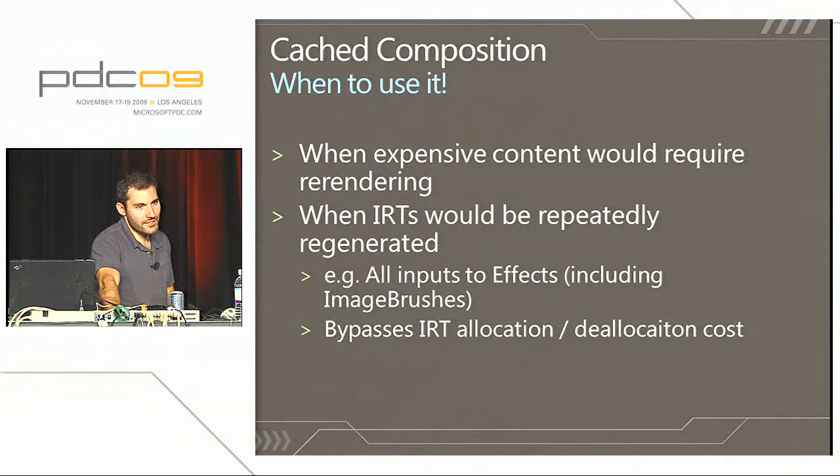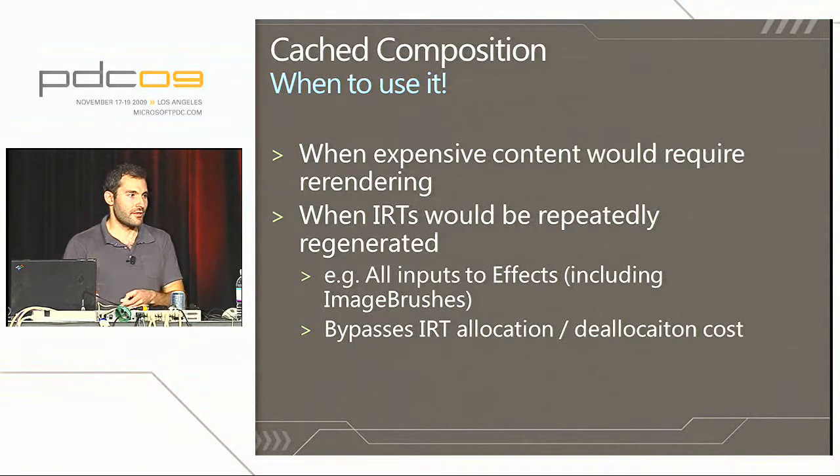The problem with this is that effects will actually create an IRT for each input they've got. It will use it, and then it'll throw it away, even if your input is just something like an image brush, which, you would think conceptually, doesn't need to be in its own intermediate render target because it's already an image that's a texture on the video card.